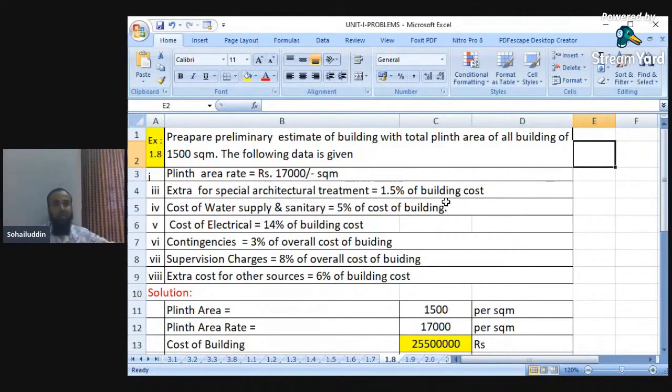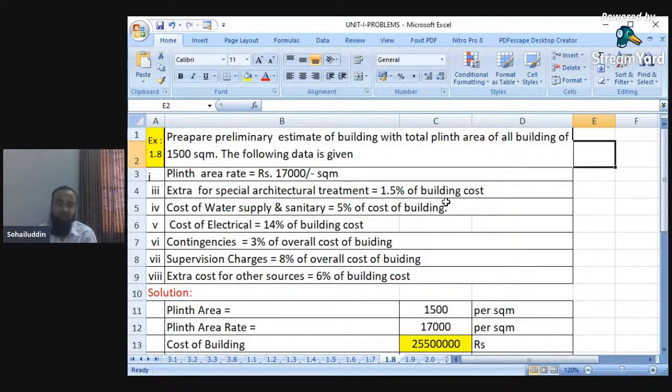Extra for special architectural treatment has been reserved as 1.5% of building cost, and cost of water supply and sanitary has been reserved as 5% of cost of building, whereas cost of electrical works, electrification, has been taken as 14% of building cost. Contingencies, as usual, are 3% of overall cost of the building. Supervision charges, engineer's profit, have been taken as 8% of overall cost of building. And lastly, as in the previous problem, extra cost for other sources is given as 6% of building cost.